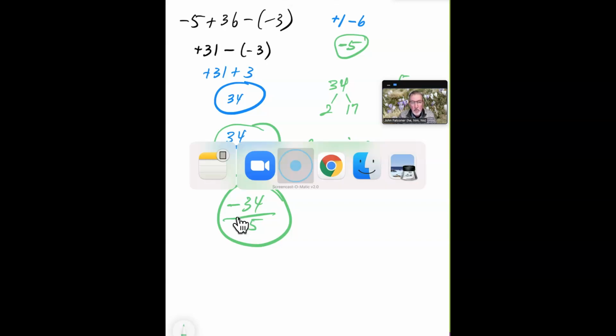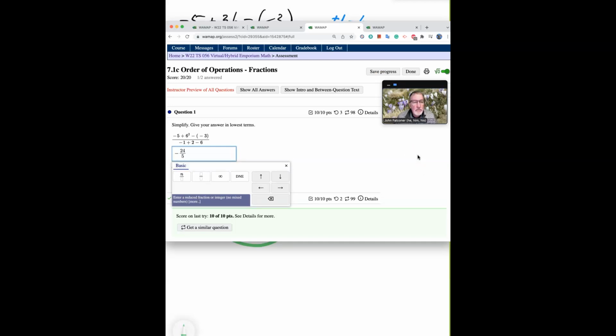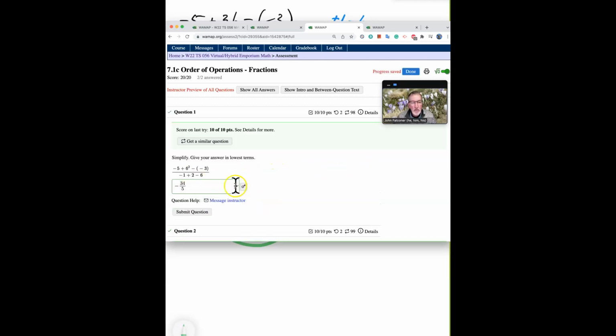Let's take this back to WAMAP. So all of this looks very complicated. This boils down to negative 34 slash 5. Got to watch those transcription errors. Negative 34 over 5, and just submit that answer. Okay, we got the green check.